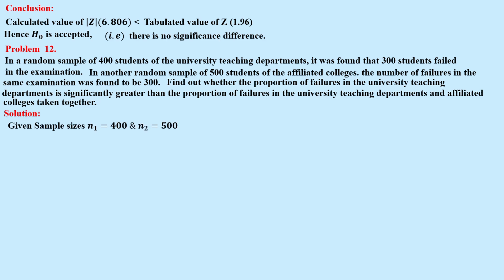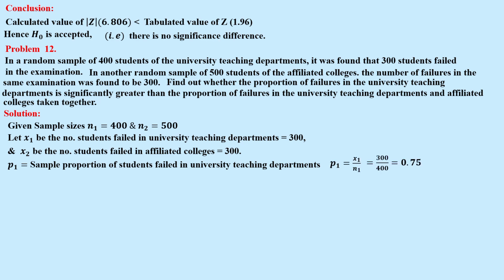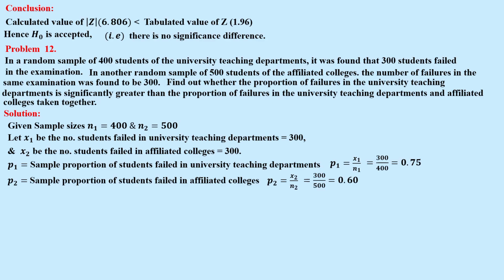So given sample, first we are taking 400 students, N1 equal to 400 and N2 is equal to 500, right? Affiliated college, that is in the university, N1. X1 be the number of students failed in the university teaching department, right? That is equal to 300. X2 be the number of students failed in the affiliated colleges, that is equal to 300. So P1 is the sample proportion of the students failed in the university teaching department, so P1 equal to 0.75. P2 is the sample proportion of students failed in affiliated college, so P2 is equal to 0.60. That is X2 by N2, that is equal to 300 by 500.